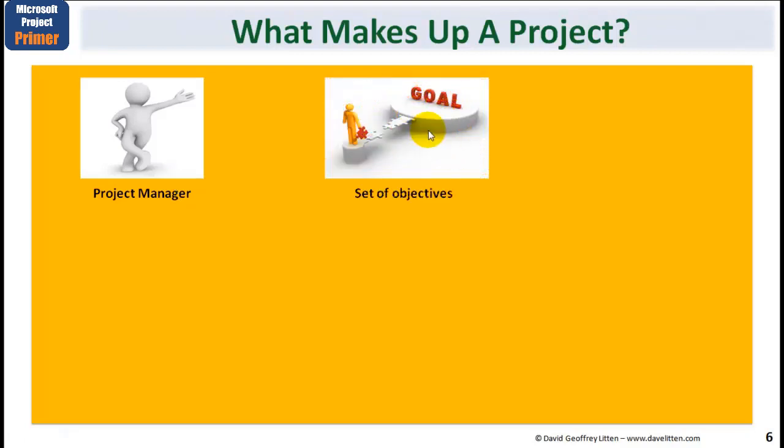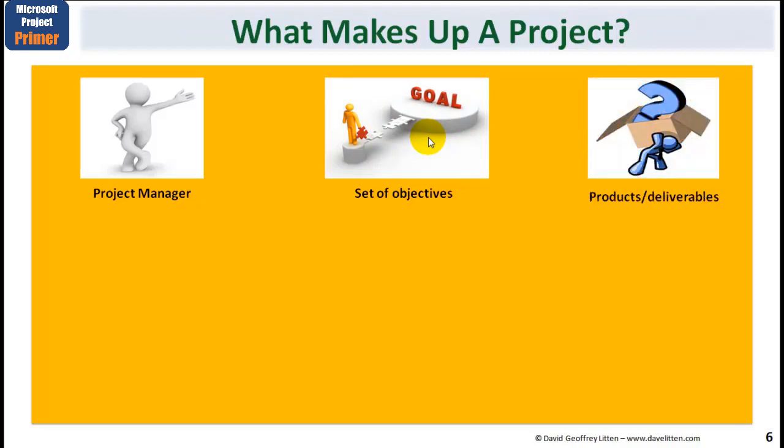We have a set of goals or objectives that the project needs to meet in order for it to be seen as successful. A project produces deliverables or products, sometimes called. A deliverable is anything that the project delivers. A product is anything that the project produces. Therefore, these are both the same.